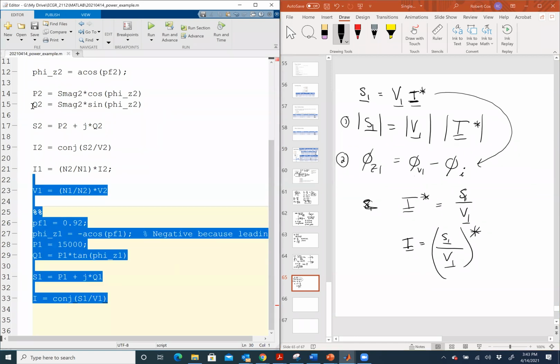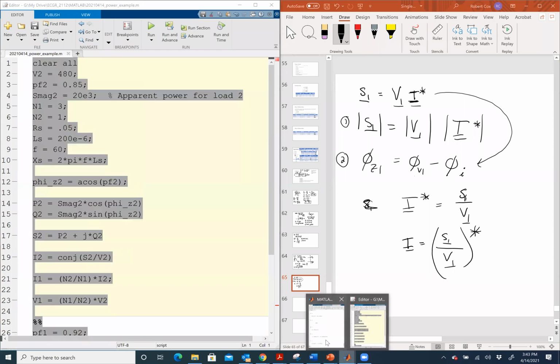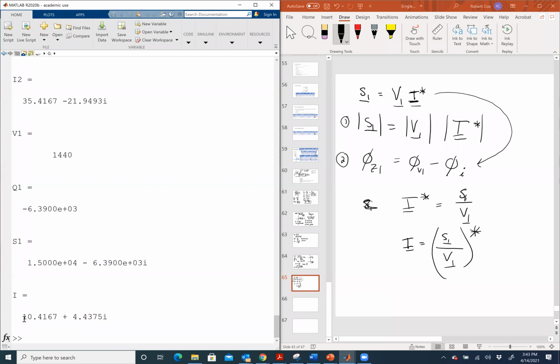So let's run that. All right, I run that, and there it is, right? It's in the first quadrant. All right, so in this case, my I is 10.4167 amps plus j times 4.4375 amps, like that.